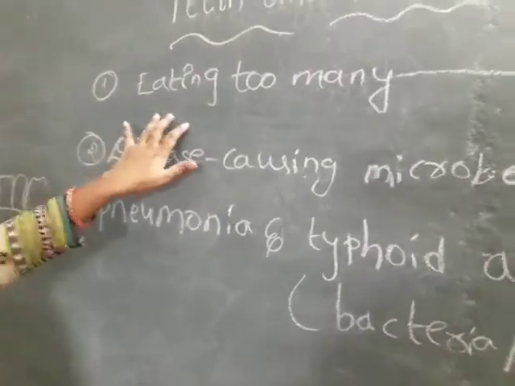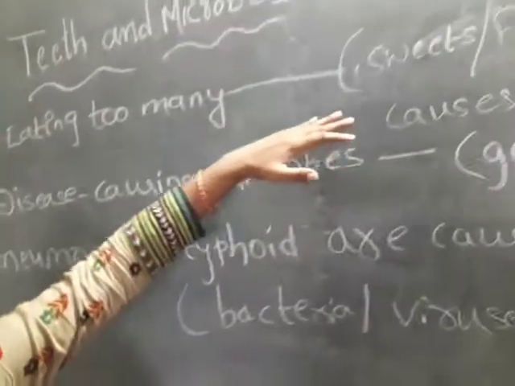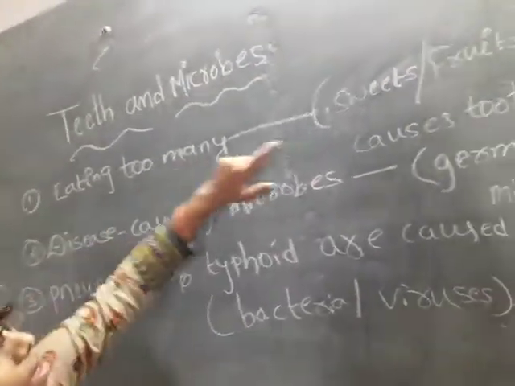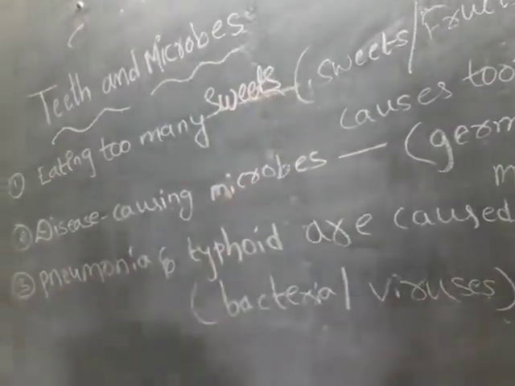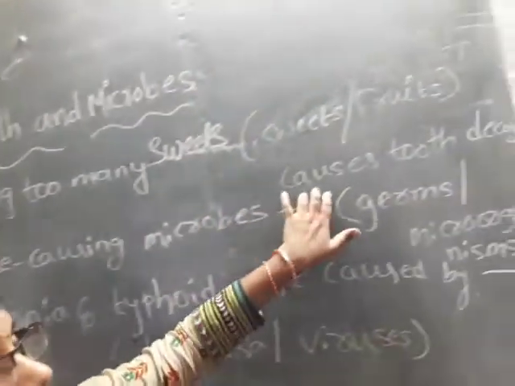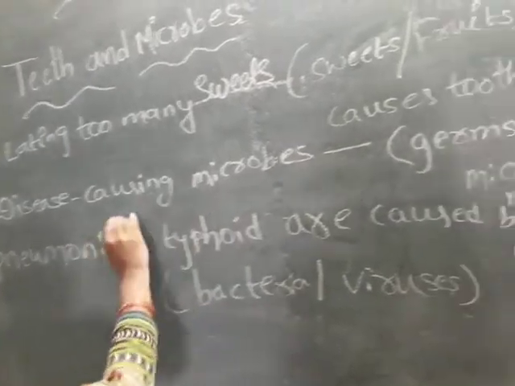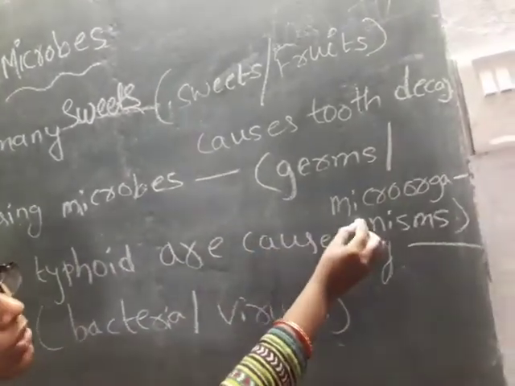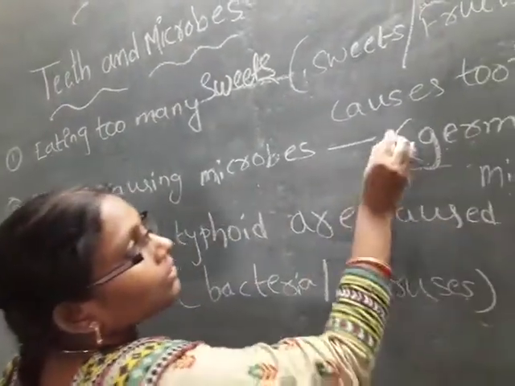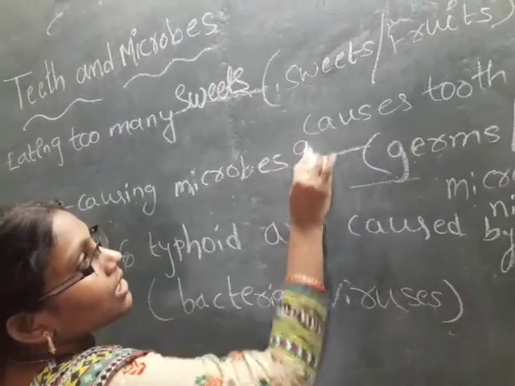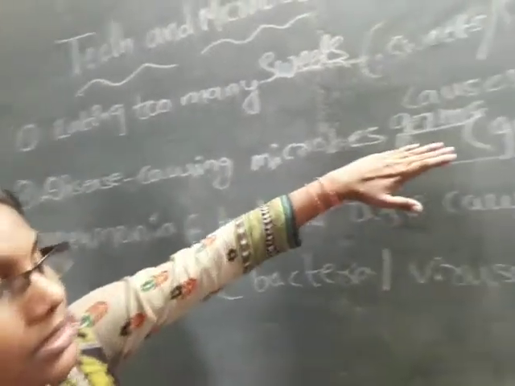Fill in the blanks. Eating too many sweets or fruits causes tooth decay. Which one can we eat that causes tooth decay? Sweets. Eating too many sweets causes tooth decay. Next, second one. Disease causing microbes. Germs are microorganisms. Germs are called disease causing microbes. These germs are harmful to us.